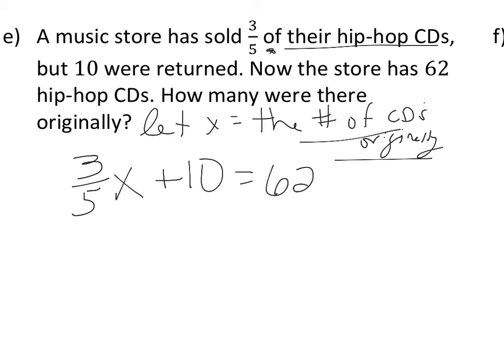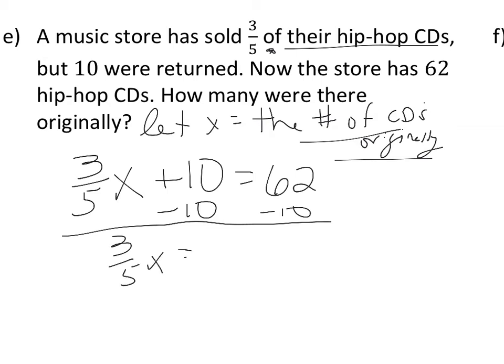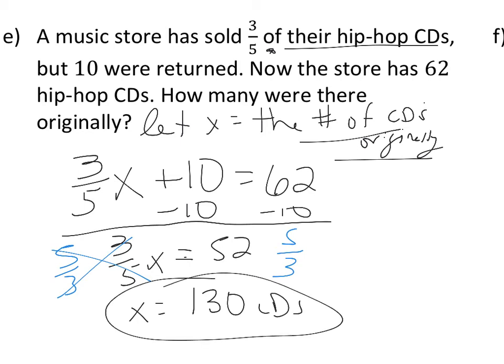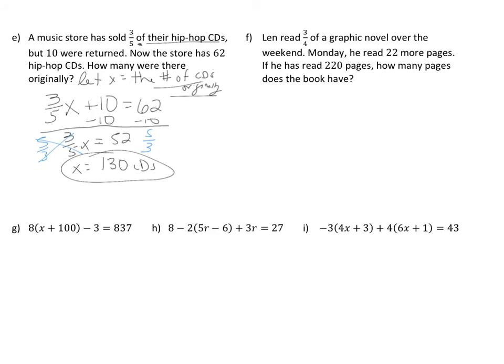So SADMAP says I need to get rid of subtraction or addition first. So I see addition. I'm going to perform the inverse operation and subtract 10 from both sides. I now have 3/5 x equals 52. And again, I'm going to use the reciprocal. I'm going to multiply by 5/3 so that I get x equals 52 times 5/3, which gets us 130 CDs. Please try letter F on your own.